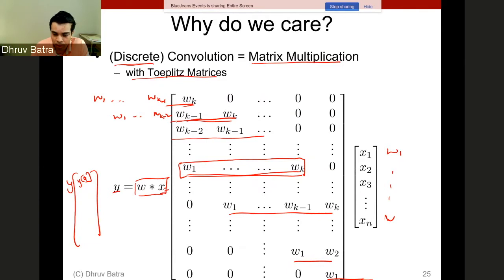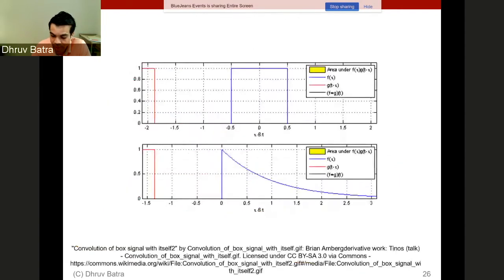So first of all, this is another reminder that convolutions are linear operations, because matrix vector products are linear operations.